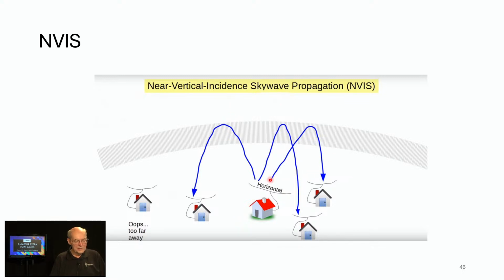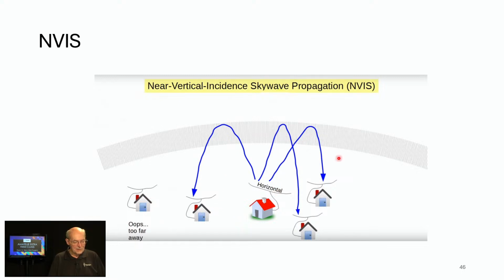The way you can make your signal go almost straight up is to have a dipole very close to the ground, like 1/10 of a wavelength or something like that. Most of the energy is going to be going straight up. So in this case, oops, too far away.